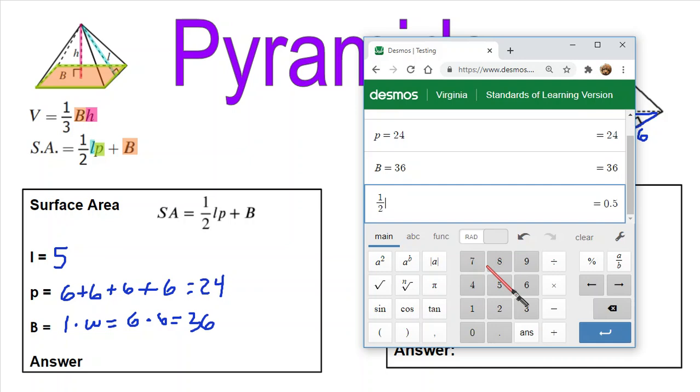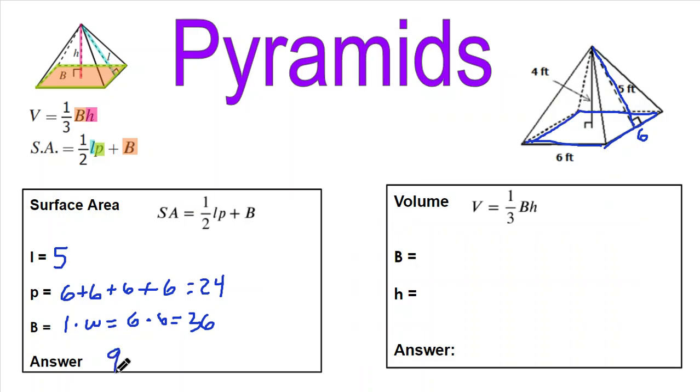1/2 LP plus B. And I get 96. So my answer is 96. And this is measured in feet up here, so I'm going to write feet. And area is always squared.